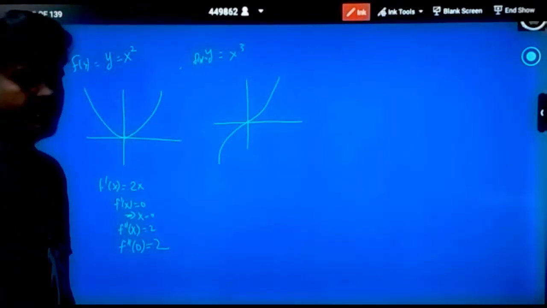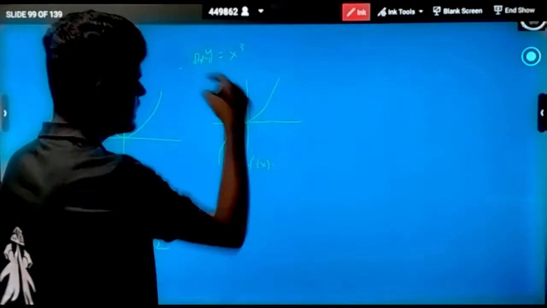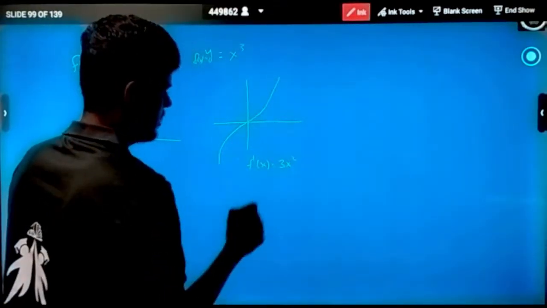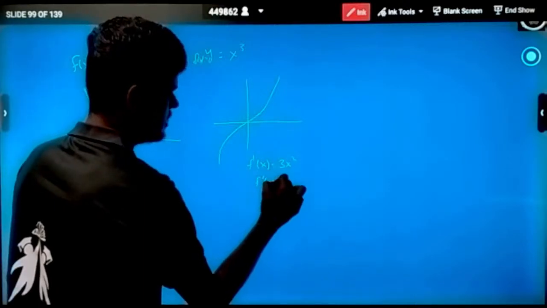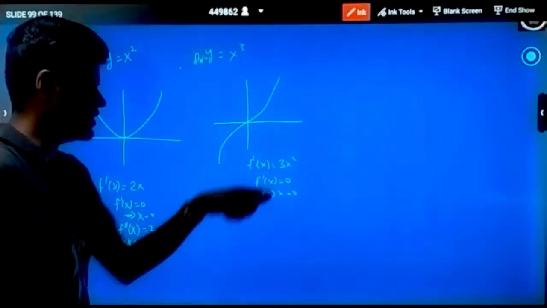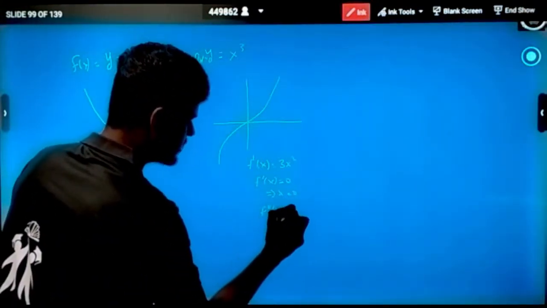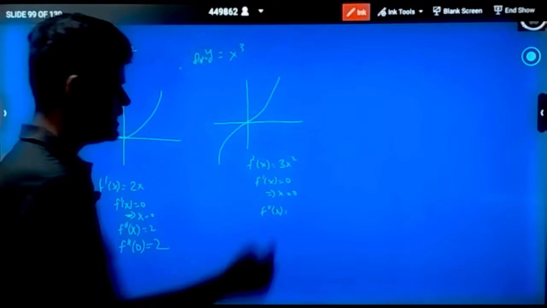Now coming to this case, again f dash of x is 3 times x square. Again f dash of x equal to 0 means what is the critical point? X square will be 0, so x is equal to 0. Now what we will do is find f double dash of x. F double dash of x will be 6x.